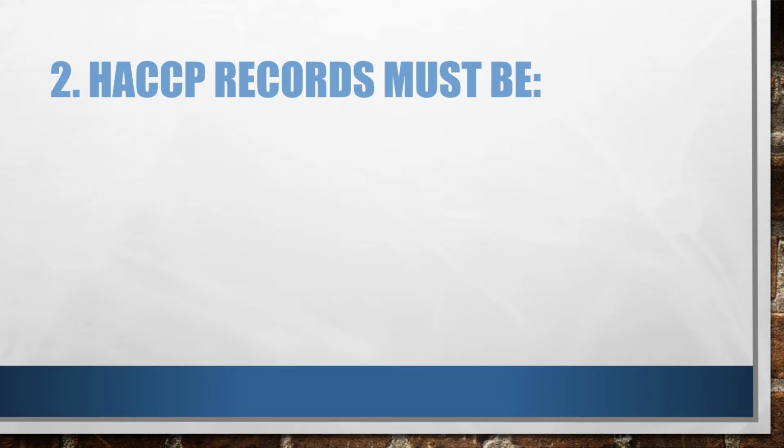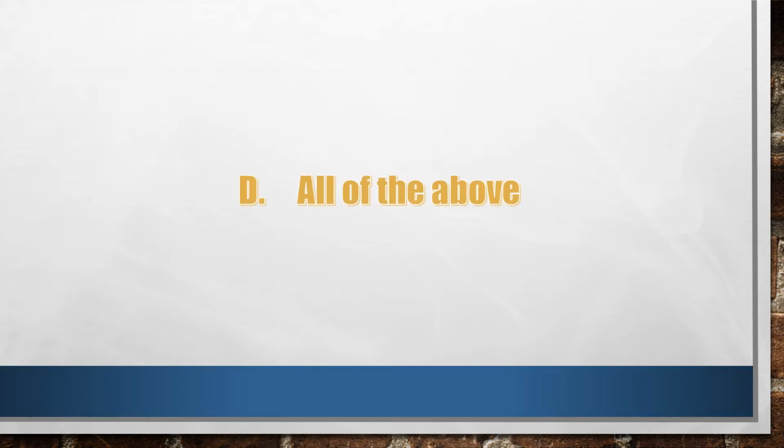Number 2, HACCP records must be: A, accurate, B, signed, C, dated, or D, all of the above. D, all of the above.